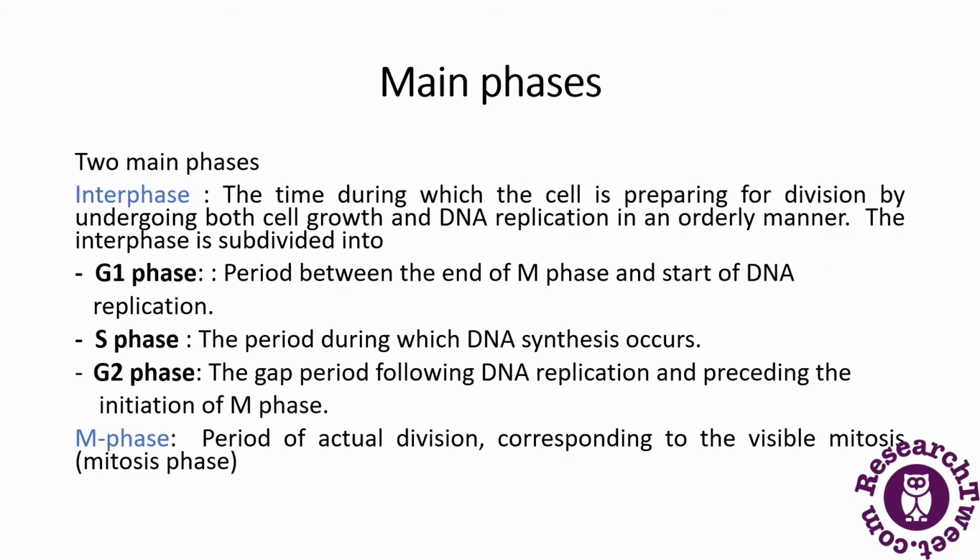So there are two main phases which we will be discussing: the interphase and the M phase. Interphase is the time during which the cell is preparing for division by undergoing both cell growth and DNA replication in an orderly way. The interphase is subdivided into G1 phase, S phase and G2 phase.